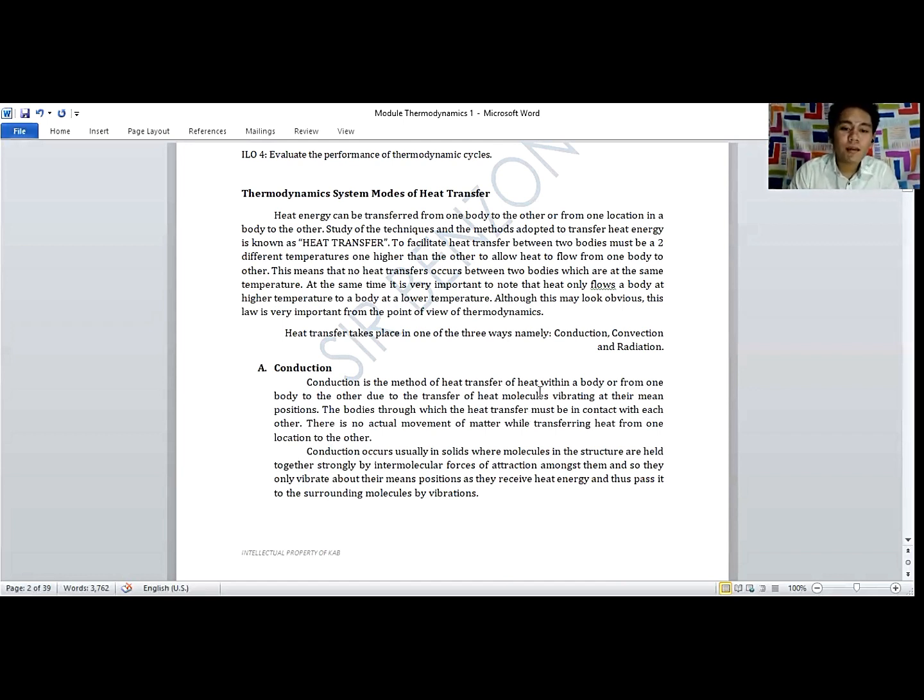One is conduction. Conduction is the method of heat transfer within a body or from one body to the other due to the transfer of heat by molecules vibrating at their mean positions. When you say conduction, it's very familiar to you. Conduction takes place when there is direct contact from a heating medium to the heated surface. Let's say, for example, we have a flame and a pot, and the pot is heated by the flame. The flame is our heating medium, and the pot is the heated object.